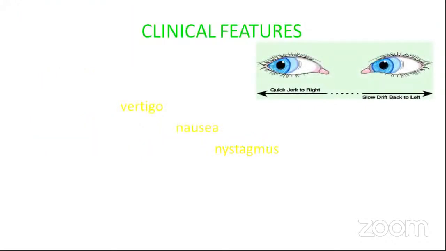So there also you will have vertigo, nausea, and vomiting, and the nystagmus will be towards the affected side.